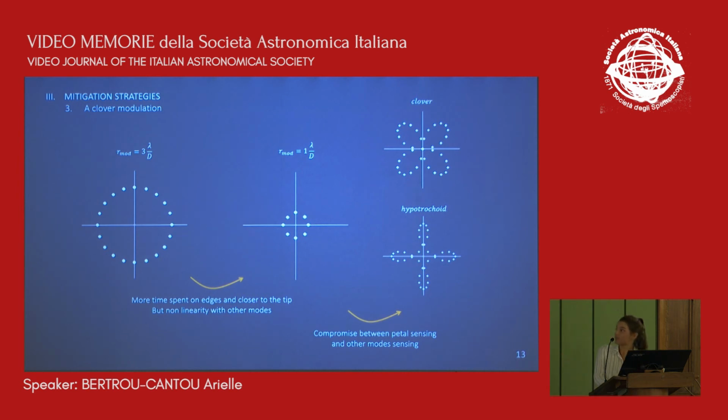So we investigated two kinds of clovers, the actual clover and a hypotrochoid. They are both made possible with cosine and sine modulation. So it should be feasible, but you just have to run your tip-tilt DM at a higher rate.